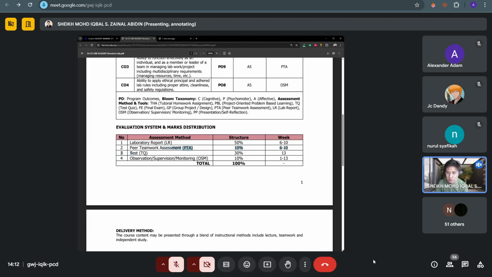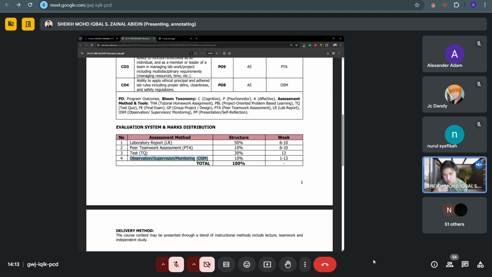The third one is we have a test, a quiz, 30%. So we have a quiz at the end of all the labs. I'm going to assess you by giving you tests. And lastly, observation, supervision, or monitoring, right? This is me and the lab technician, right? So we will be observing you guys throughout the lab sessions, right?